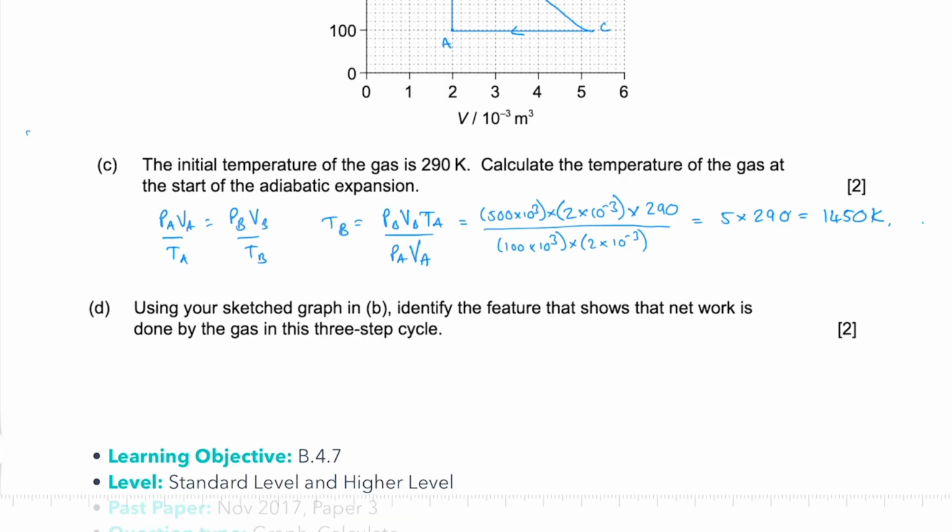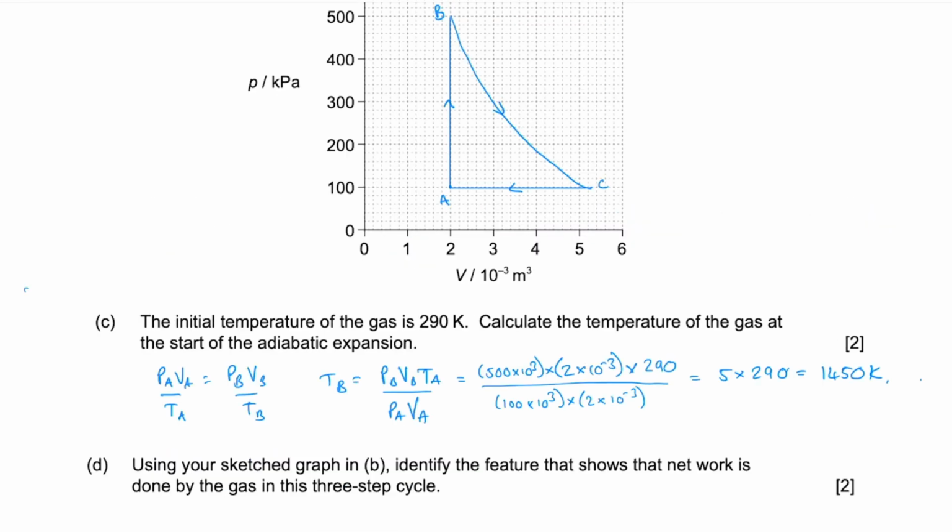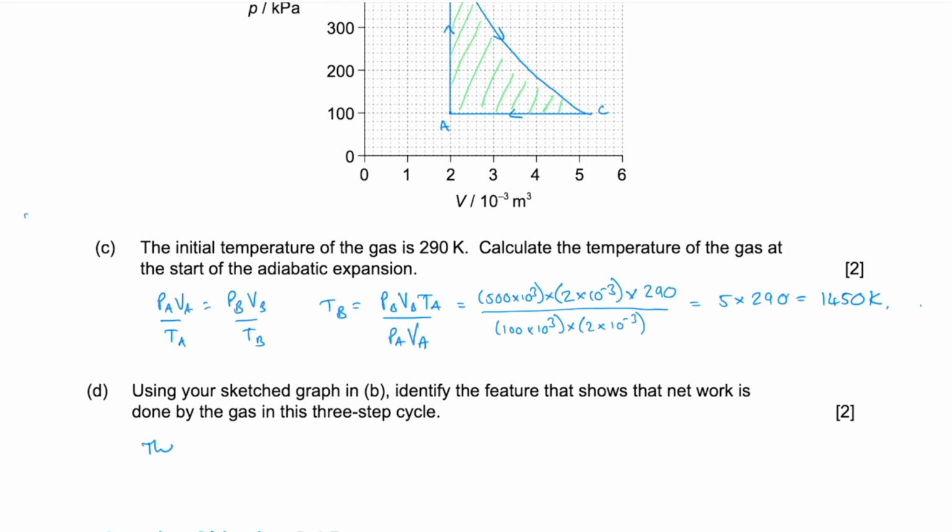D. Use your sketched graph in B. Identify the feature that shows the net work is done by the gas in this 3-step cycle. The net work by the cycle is the area enclosed by the cycle. Let's write that down. The net work done by the cycle is shown by the area enclosed within the cycle. I think we have to give it a bit more detail.